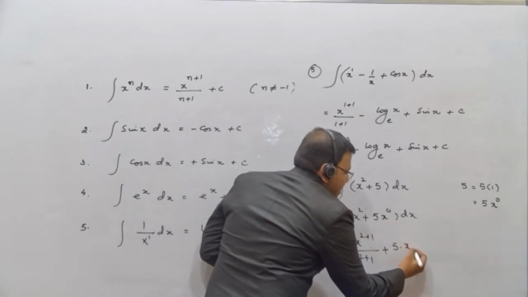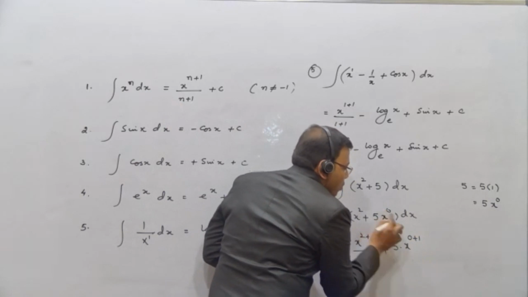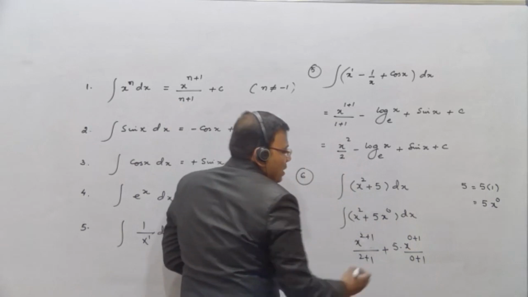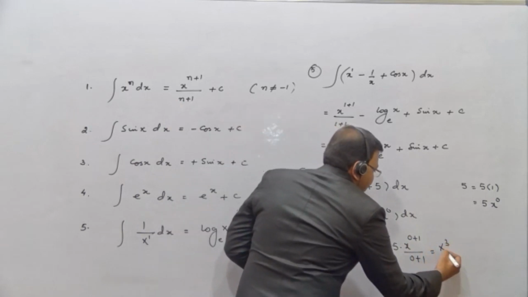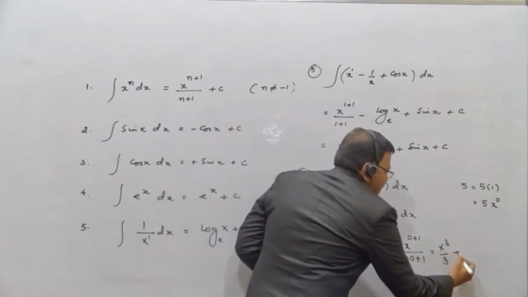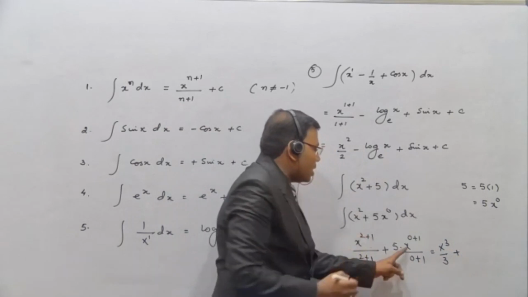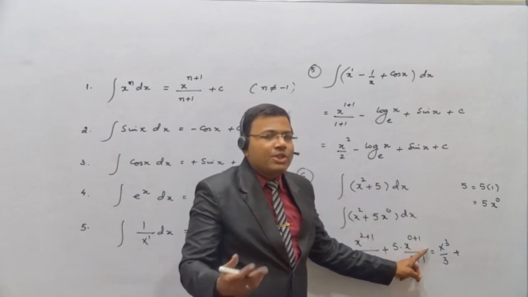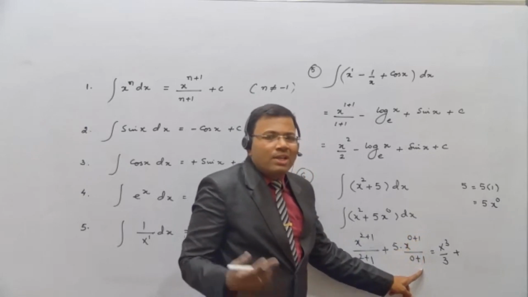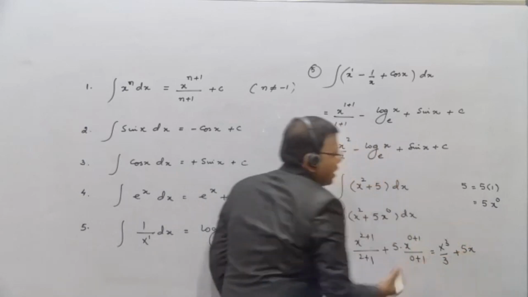Now this can be written as x power 0, no? So it is 0 plus 1, because the value of n here is 0. So 0 plus 1 by 0 plus 1. So the overall answer for this is x cube by 3, because 2 plus 1 is 3, x cube by 3 plus, you can see clearly, x power 0 plus 1. How much is 0 plus 1? That is 1 only. That is x power 1 by 1, that is simply x only. So therefore, I write here 5x.